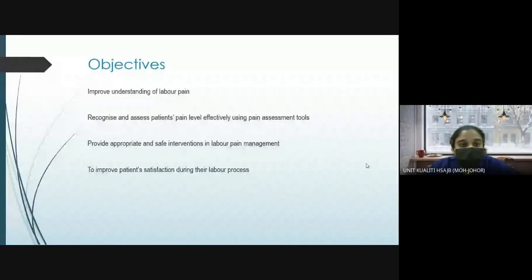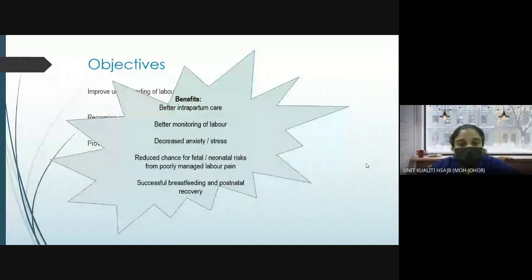The objectives here are to improve the understanding of labor pain, recognize and assess patients' pain level effectively using pain assessment tools, provide appropriate and safe interventions in labor pain management, and improve patient satisfaction during the labor process. The benefits are better intrapartum care for the patient, better monitoring of the labor, decreased anxiety and stress for the patient, reduced chance of fetal or neonatal risk from poorly managed labor pain, and successful breastfeeding and postnatal recovery.